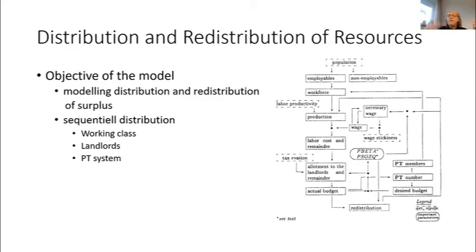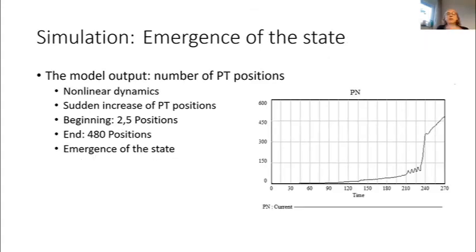So this is a little bit about the theory background, and I have no time here now in going into the details of the model. But basically, the objective of the model is modeling the distribution and the redistribution of the surplus, this V, the virtual heads. And when running the model, you can see a nonlinear dynamics here, and you see a sudden increase in positions in these power territories. It starts with 2.5 positions, and in the end we have 480 positions here in the simulation run. And this is then denoted as the emergence of the state in this modeling framework.